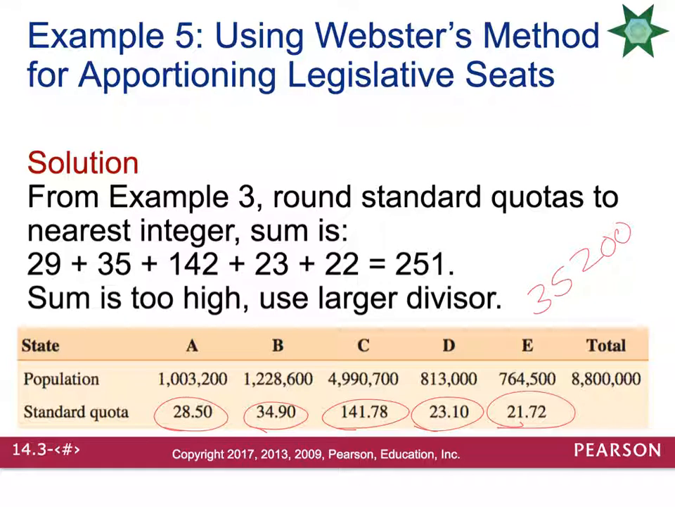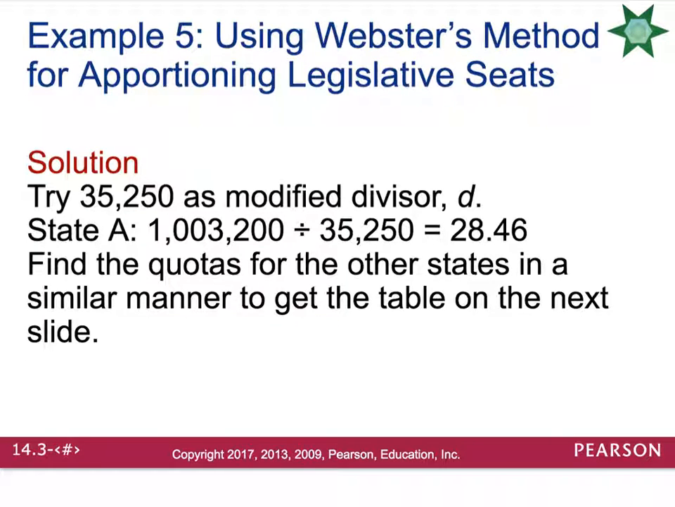Now, if you round those to the nearest integer using traditional rounding rules, this will round up to 29, up to 35, up to 142, down to 23, and up to 22. But if you added those all together, they add up to 251. Well, that's not okay. You need it to be 250, which means the standard divisor is not going to work. You need to modify the divisor.